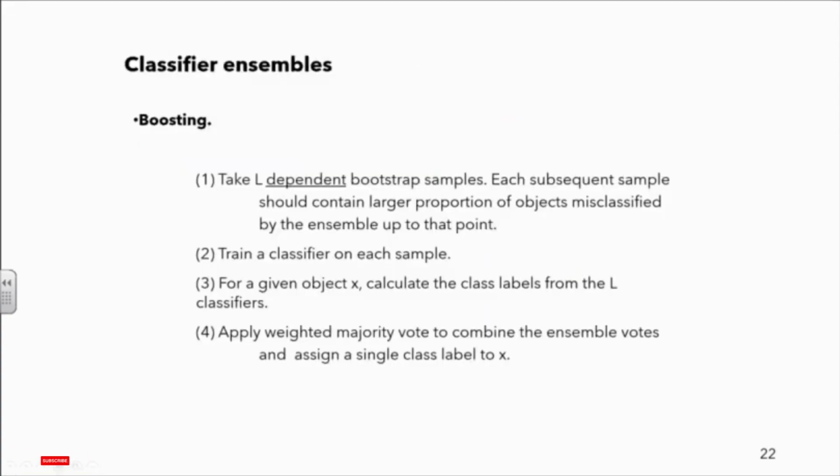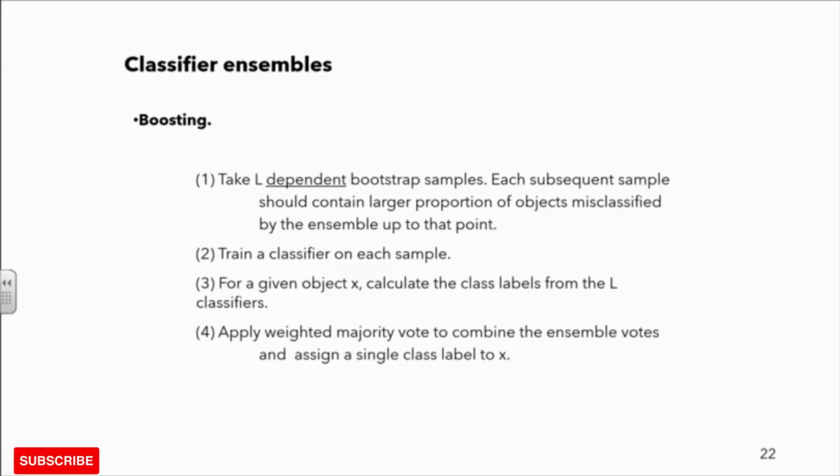Right, so for boosting, it's a slightly different approach. We take L dependent bootstrap samples. Each subsequent sample should contain a larger proportion of objects misclassified by the ensemble up to that point. We train a classifier on each sample. For a given object X, we calculate the class label from the L classifiers, and then we apply a weighted majority vote to combine the ensemble.